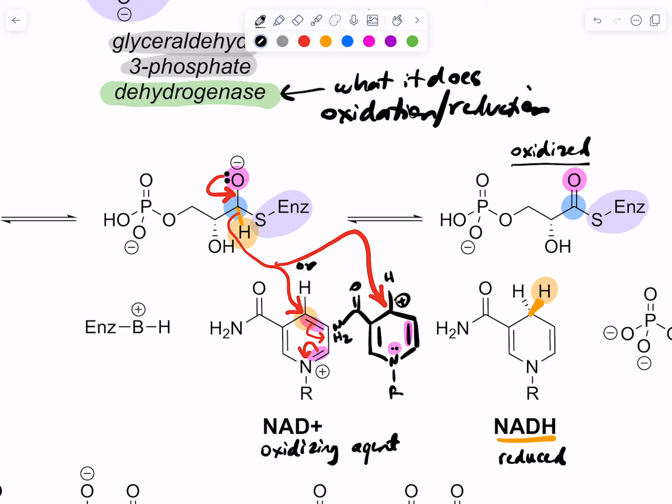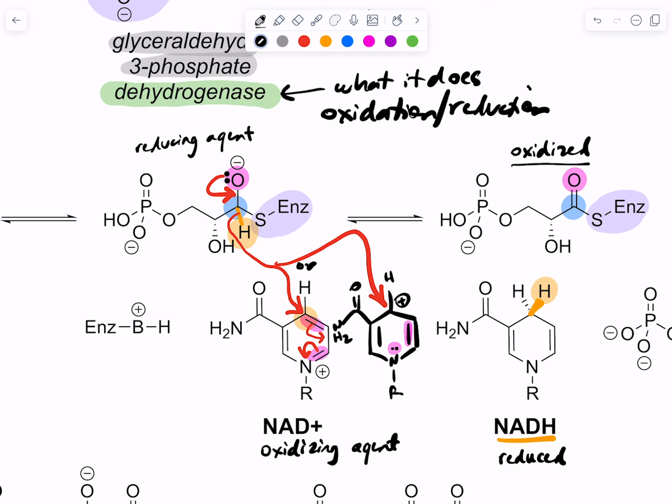We could also call our intermediate here a reducing agent because it's the thing that delivers H minus to NAD+. So in an oxidation reduction reaction, you can't just do one thing. One thing gets oxidized, the other thing gets reduced. The oxidizing agent gets reduced, the reducing agent gets oxidized. It's always coupled in that way.